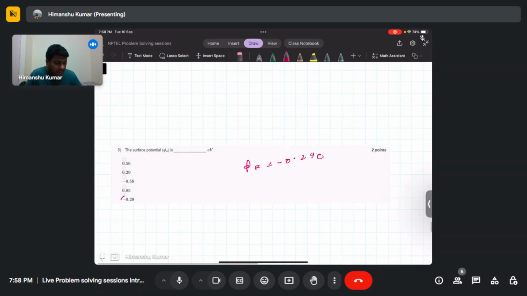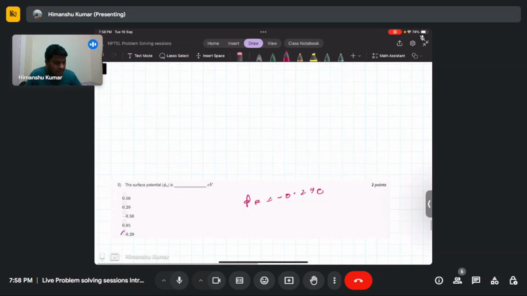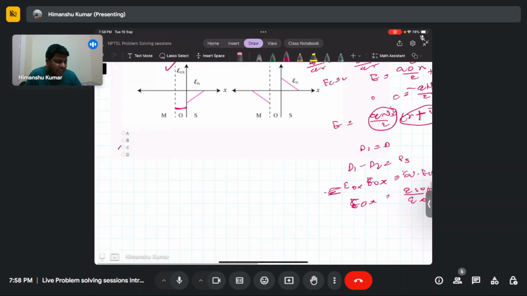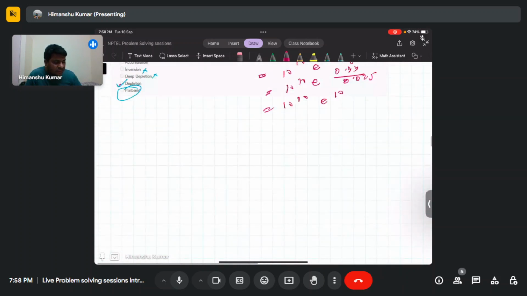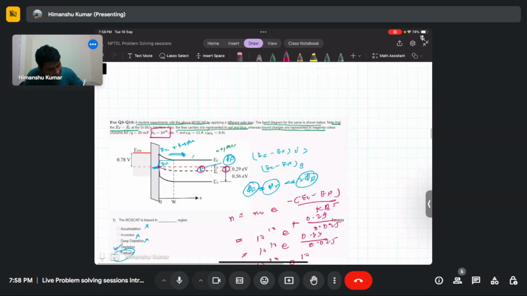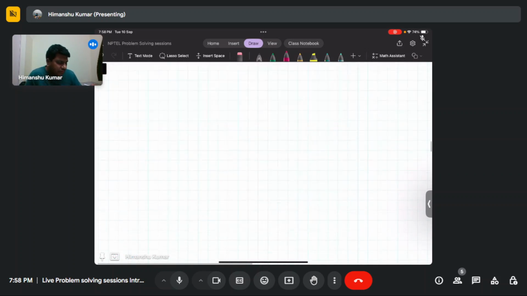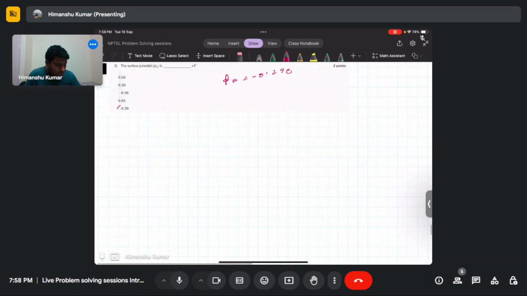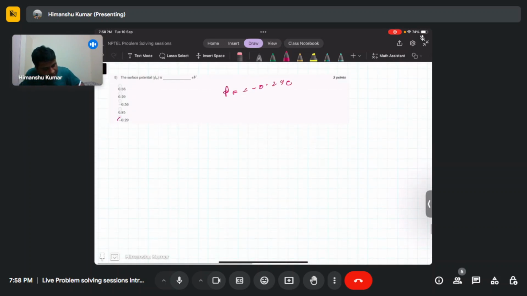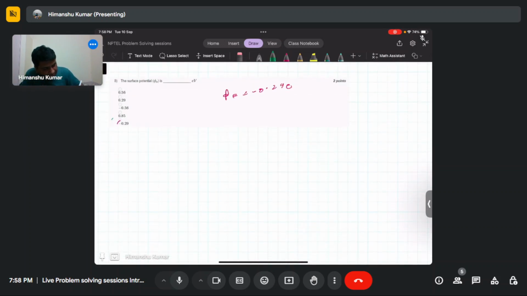That is the surface potential, because at the intrinsic level, just at the interface, the surface potential has become zero. The EI minus EF has become zero. So the total surface potential has become minus 0.29 electron volt. So the correct answer is the last one.